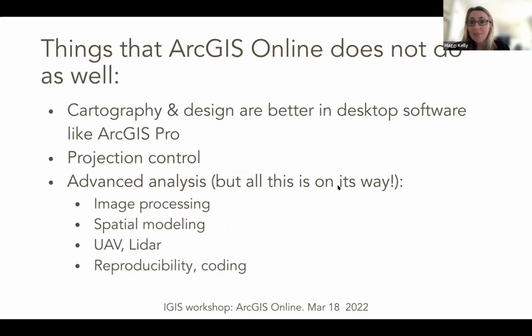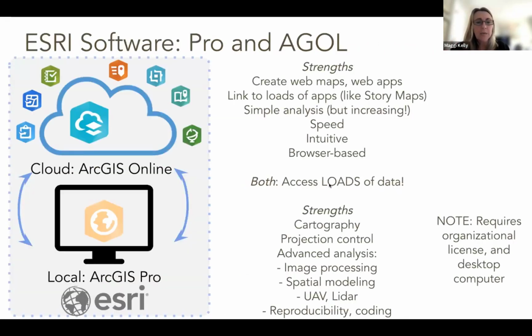So ArcGIS Online is great. I love it. I do a ton of stuff in it, but it's not great for everything. It's not really that great for cartography. I wouldn't publish a journal article paper out of ArcGIS Online, but maybe I'm just not good enough. If you really want tight projection control, you probably should be in Pro. Advanced analysis like remote sensing, spatial modeling, working with LiDAR, reproducibility and coding is better in Pro, but that is really changing rapidly. So stay tuned to this space. But in general, if you are going to be doing some more heavy geospatial work, you're probably going to be working locally in Pro.